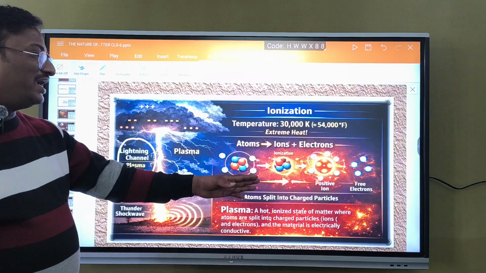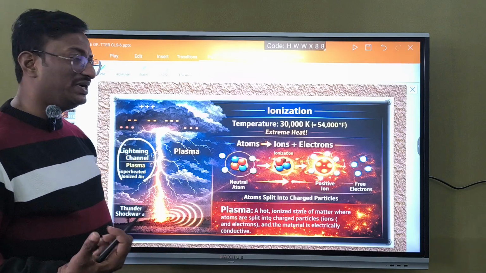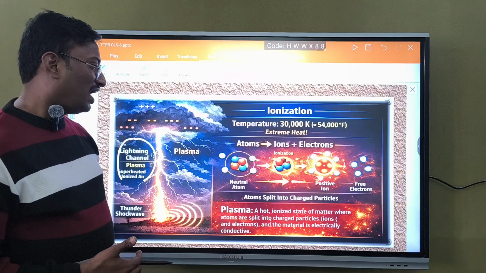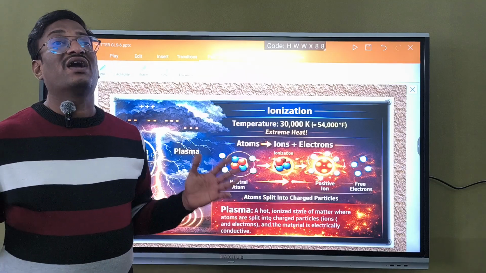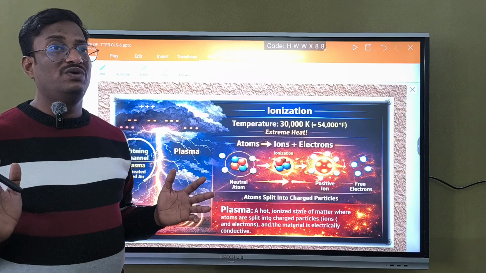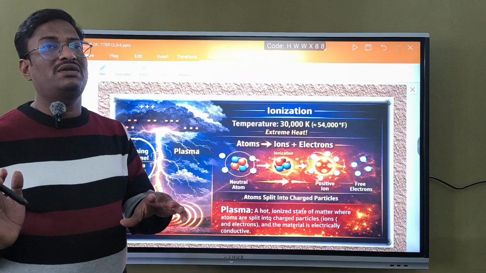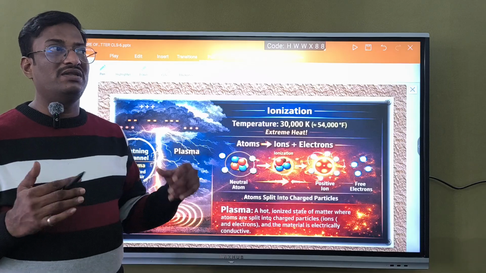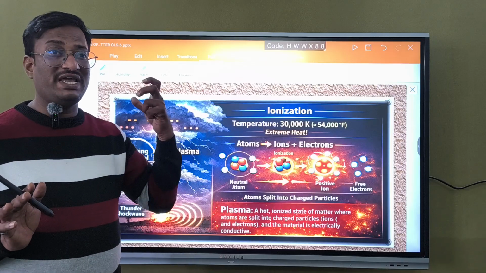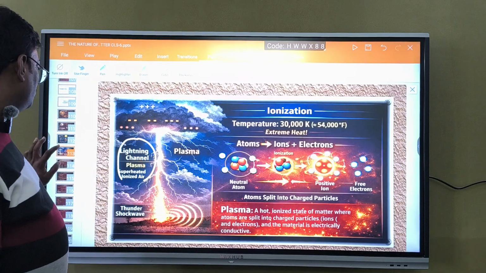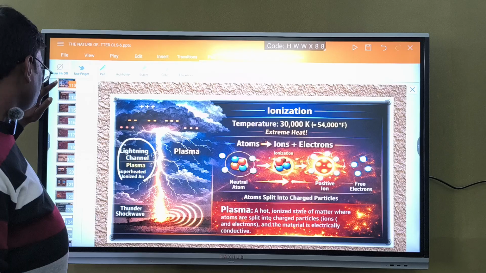Plasma is a hot ionized state of matter where the atoms split into charged particles, that is ions and electrons, and the material is electrically conductive. That charge comes and falls on trees or something, so that people will die and animals will die. It is very high power. Okay, right, those shock waves.